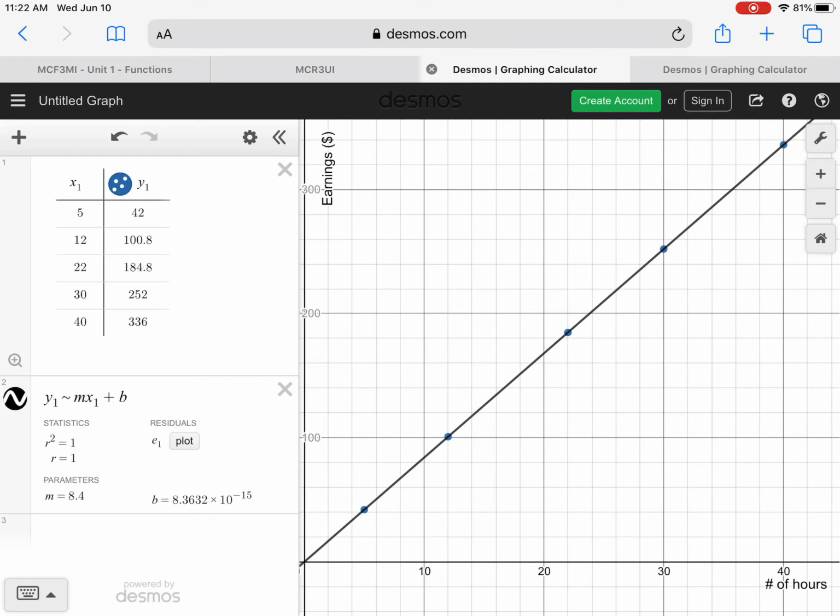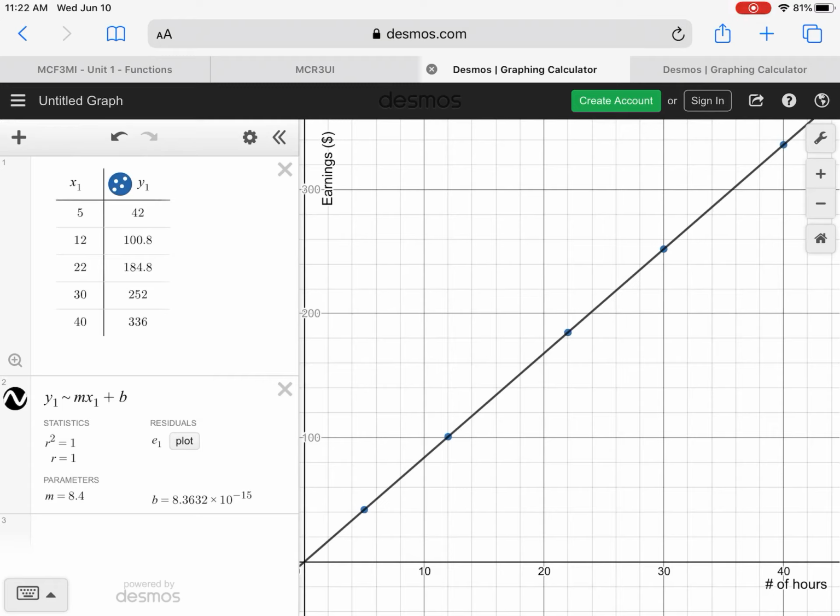Now, the other thing I want you to notice as well, when we take a look at this again, there's an R value. So under our y1 is approximately equal to mx1 plus b, we see R equals 1.